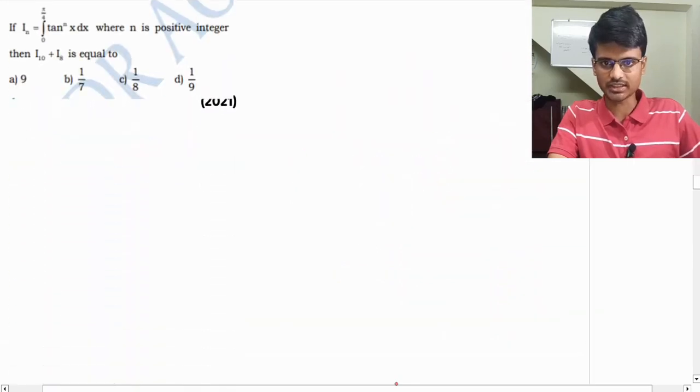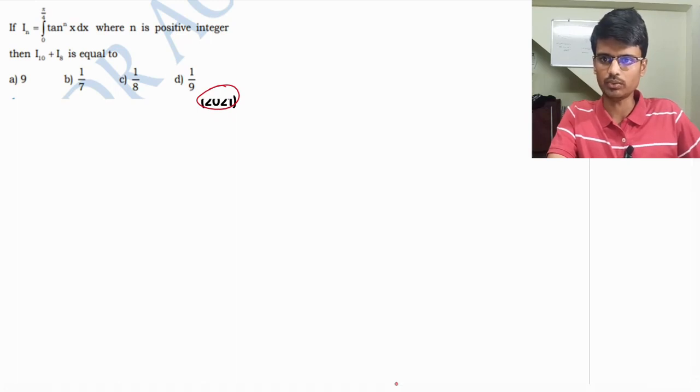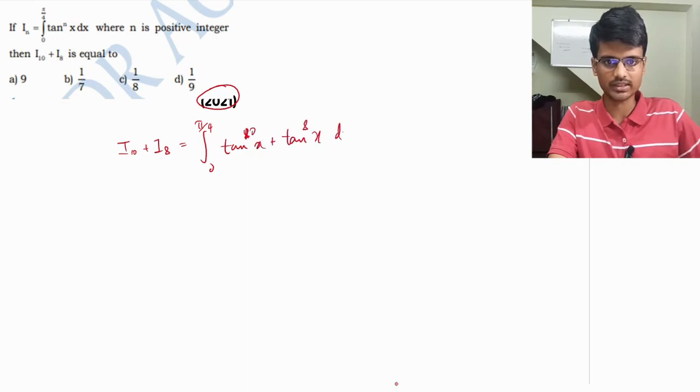Okay, this is an interesting question. This was asked in 2021. We have I_n equal to the integral from 0 to pi by 4 of tan raised to n x dx, where n is a positive integer. Then I10 plus I8 is, let me see what is I10 and I8. I10 plus I8 is nothing but the integral from 0 to pi by 4 of tan raised to 10x plus tan raised to 8x dx. So this is our I10 plus I8.